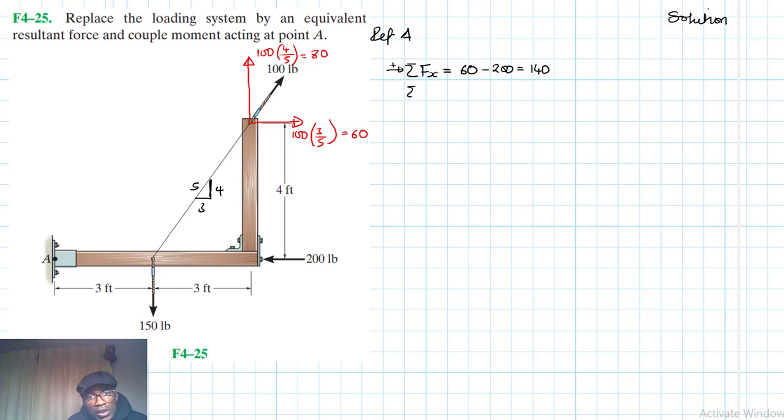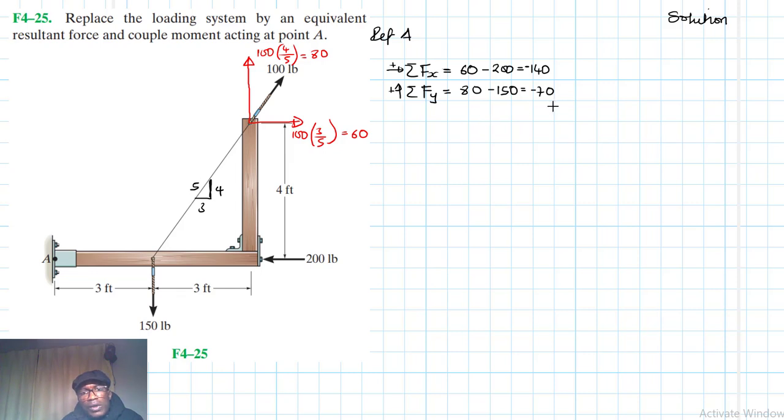And then we have summation of forces in the y direction, going up in our reference, we have 80, and then we have minus 150. What do we have? 80 minus 150. This 140 is minus here, sorry, I'm supposed to indicate that. So this one gives us a minus 70, right?